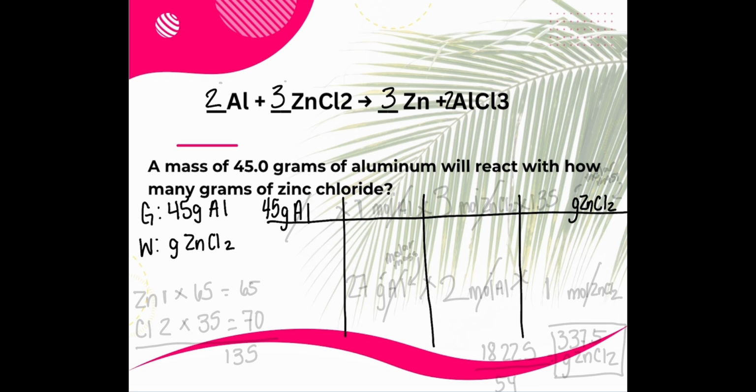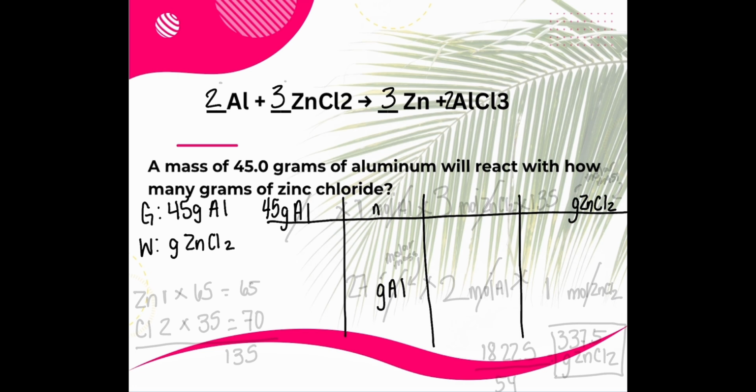So I'm just going to go ahead and start. I see that my given units were grams of aluminum. So I'm going to go ahead and write grams of aluminum in this box. So diagonally, I want to have the same unit and element or compound so that I can ultimately cancel them out to only be left with the units in the compound that I want. And in this case, that is grams of ZnCl2.